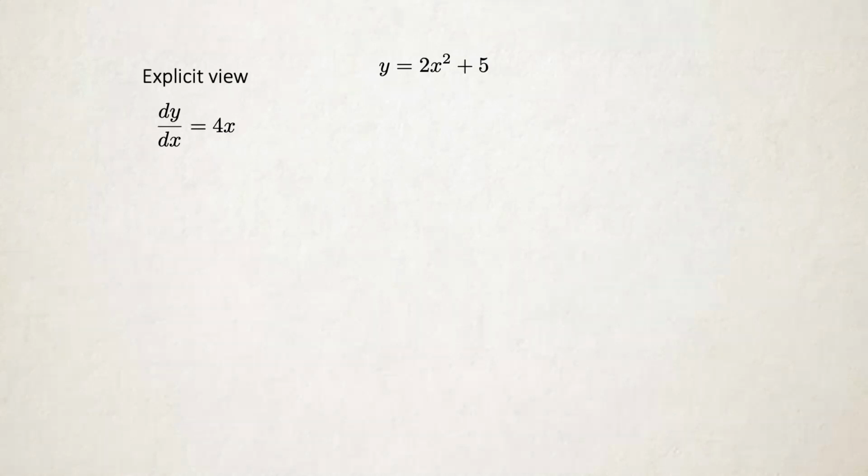Let's say you are given a function y is equal to 2x squared plus 5, and you want to compute its derivative, dy/dx. A usual way is to take the derivative directly. That is, you can take a derivative of the right-hand side with respect to x and get 4x. Very easy, right?